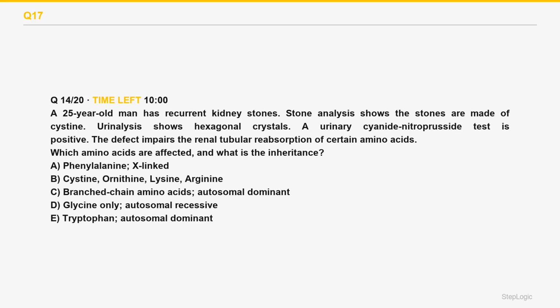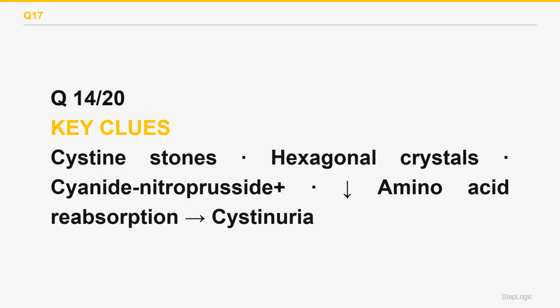Read the command. Which amino acids and inheritance? Cystine stones, hexagonal crystals, positive cyanide-nitroprusside, defective amino acid reabsorption: cystinuria, COLA amino acids, autosomal recessive. This is cystinuria, an autosomal recessive defect in the renal and intestinal transporter that reabsorbs a group of the basic amino acids. The affected amino acids are remembered by the mnemonic COLA: cystine, ornithine, lysine, and arginine.